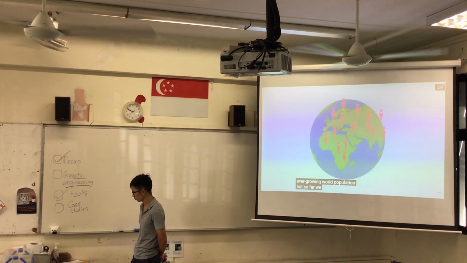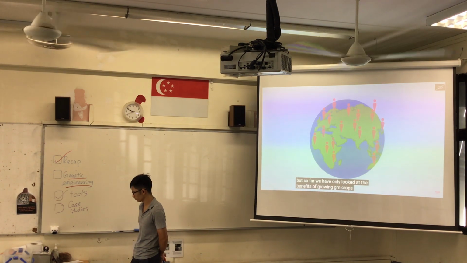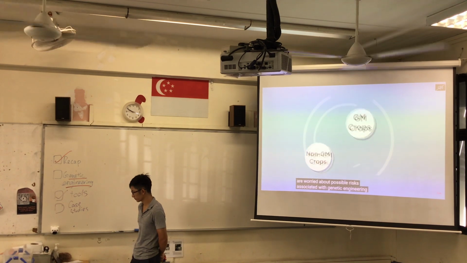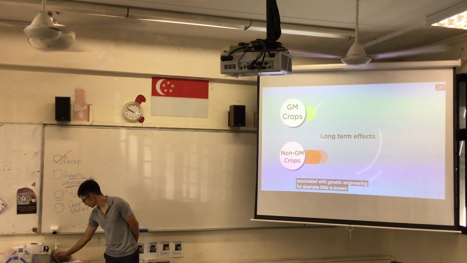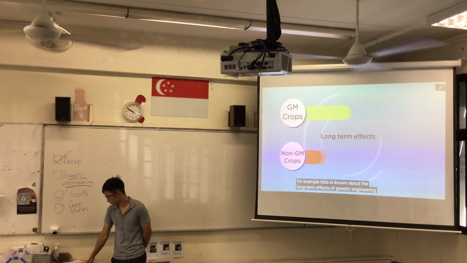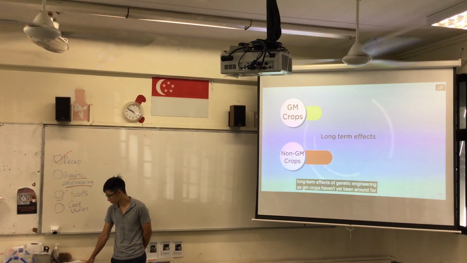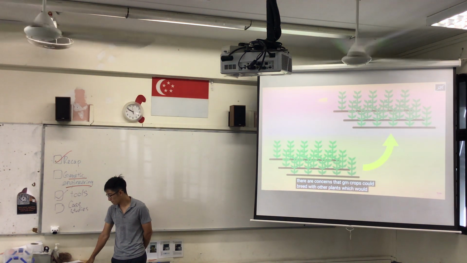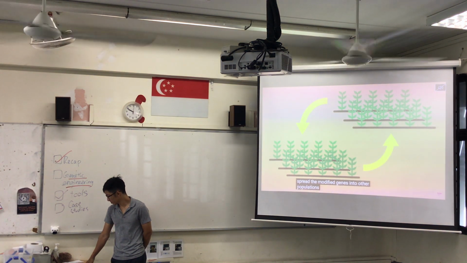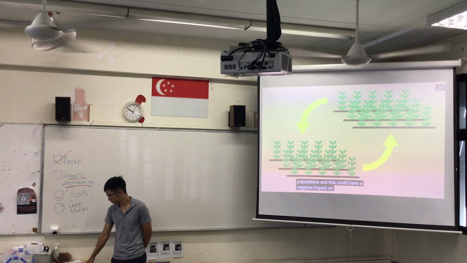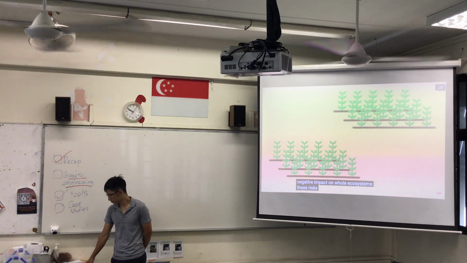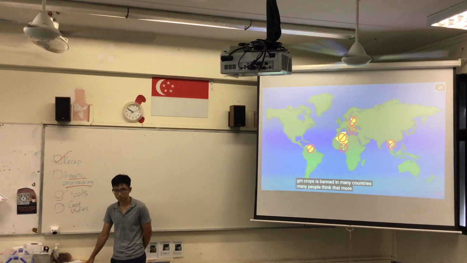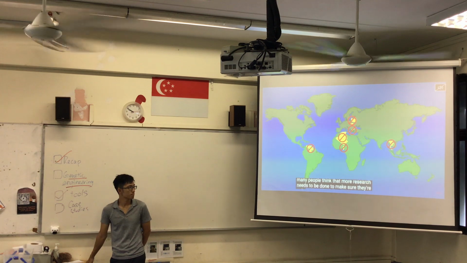But, so far, we have only looked at the benefits of growing GM crops. Many people are worried about possible risks associated with genetic engineering. For example, little is known about the long-term effects of genetic engineering, as GM crops haven't yet been around for long. There are concerns that GM crops could breed with other plants, which would spread the modified genes into other populations, and this could have a negative impact on whole ecosystems. These risks are the reason why growing GM crops is banned in many countries. Many people think that more research needs to be done to make sure they're safe.